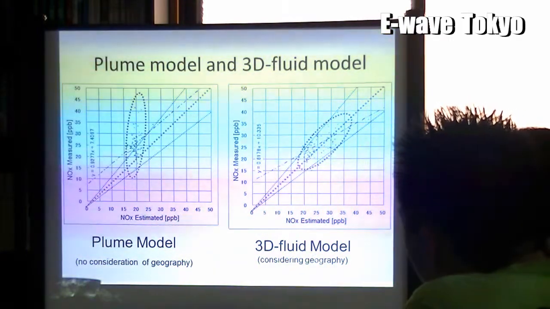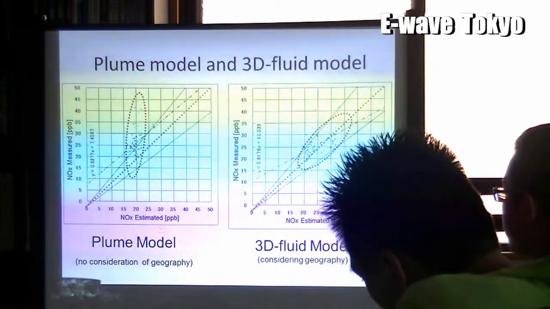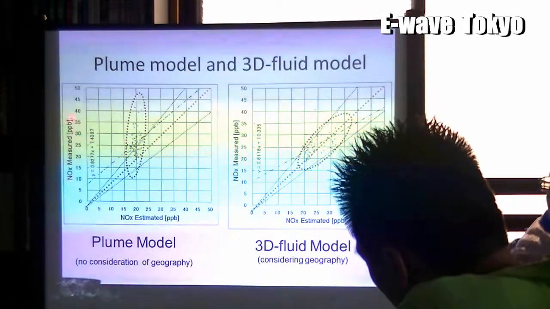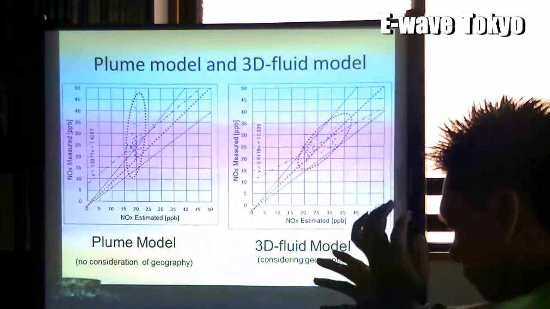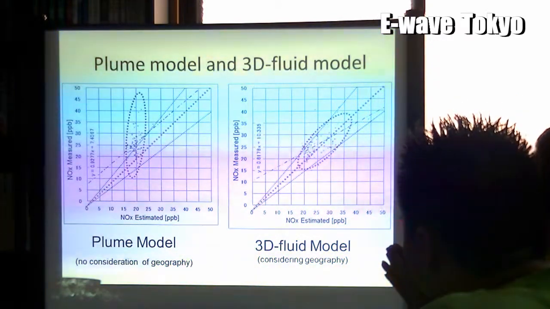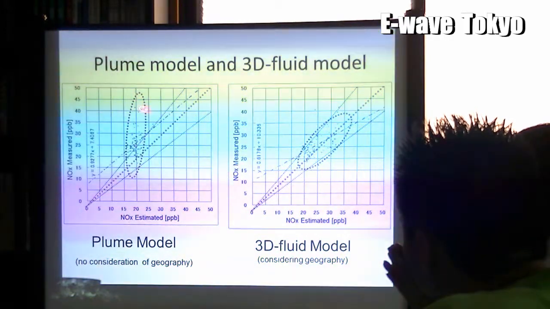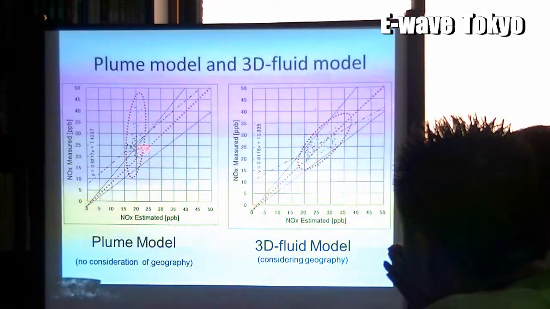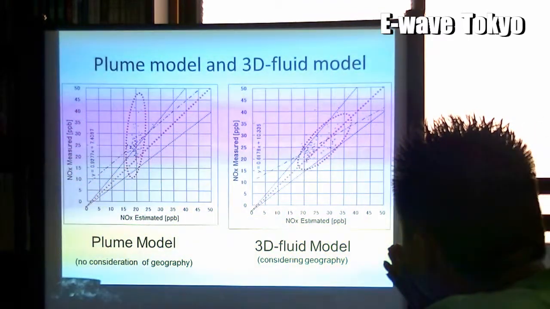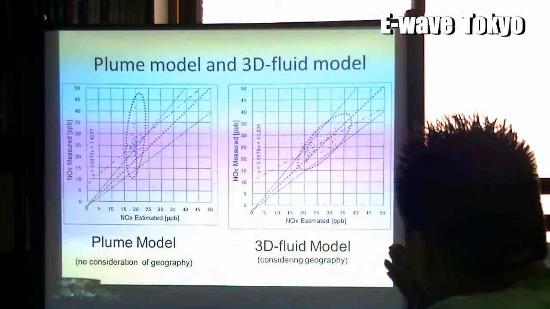We validated our model and the national government model by comparing the calculated concentration and the measured concentration in a mountainous area. Our model shows a good correlation between the calculated one and the measured one. But the national government model shows a lower concentration compared to the measured one. The calculated concentration underestimates the actual concentration.